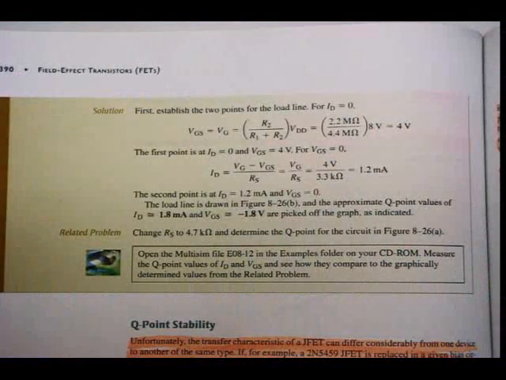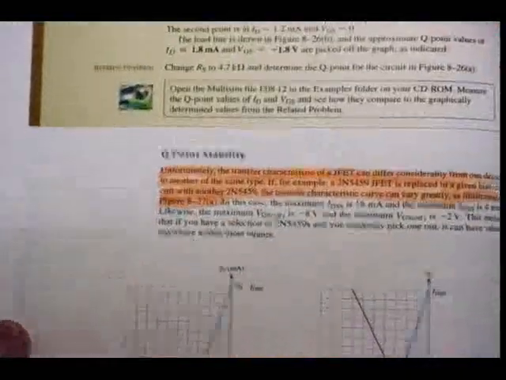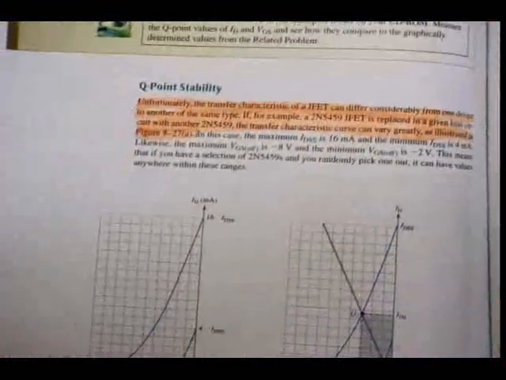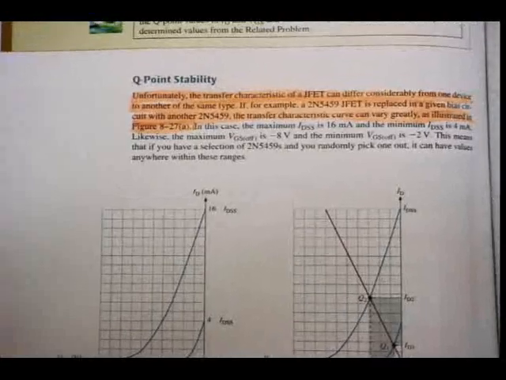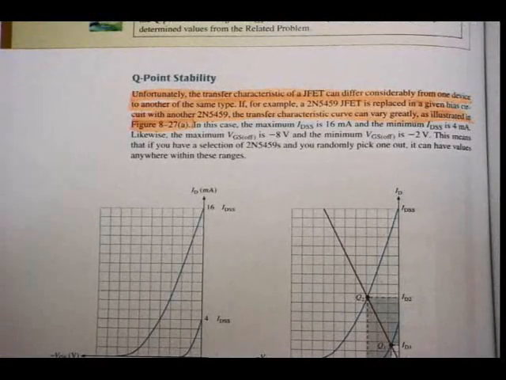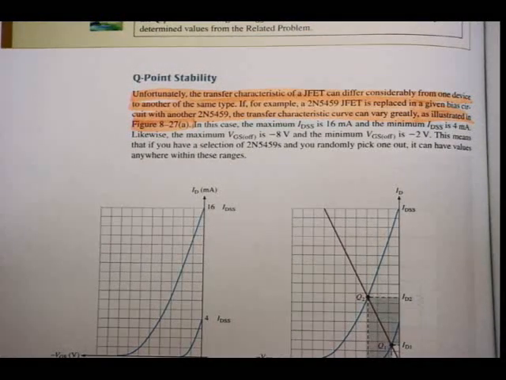Before we carry on, we want to look at the Q point stability for the JFET. Remember, that was also quite a factor that we discussed for the BJT. Unfortunately, the transfer characteristic of a JFET can differ considerably from one device to another of the same type. Same problem we had with the BJT.